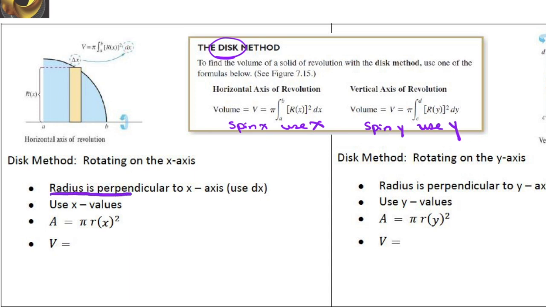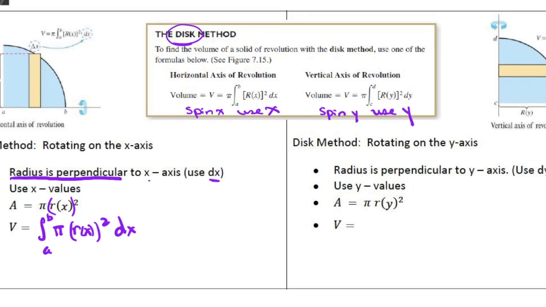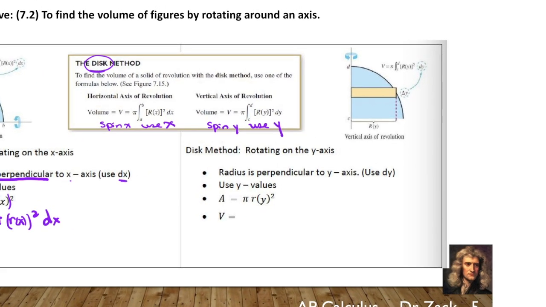So the radius should be perpendicular to the x-axis. You're going to use dx's. And the volume is going to be the integral of pi r of x quantity squared, dx from a to b. For the disk method rotating on the y-axis, the radius is perpendicular to the y-axis, so use dy, use y values. This should be the quantity radius squared. So the volume is pi integral from c to d, radius with respect to y, quantity squared, dy.